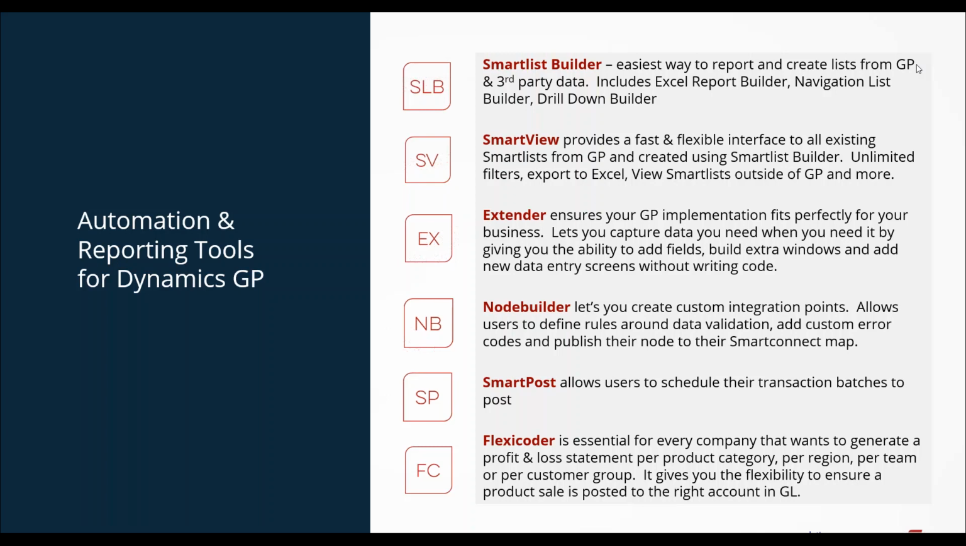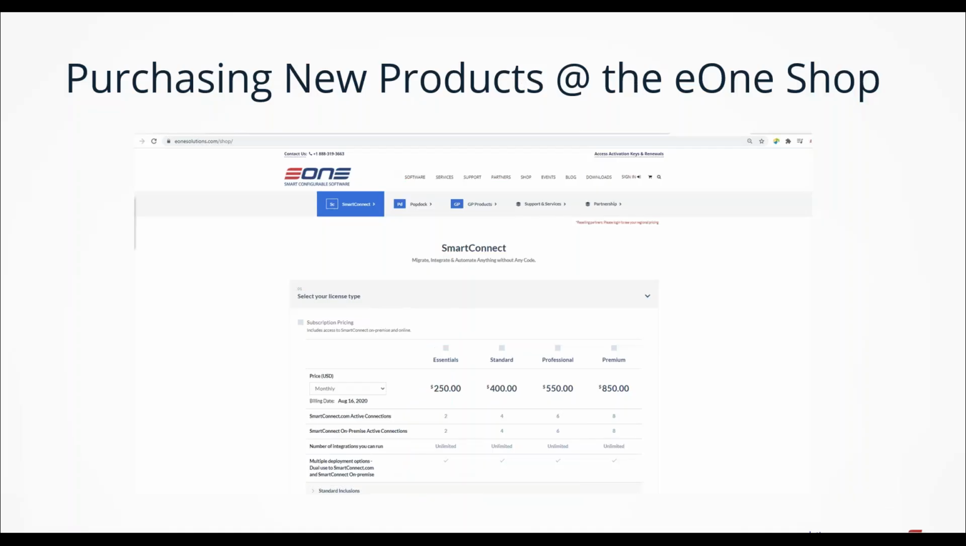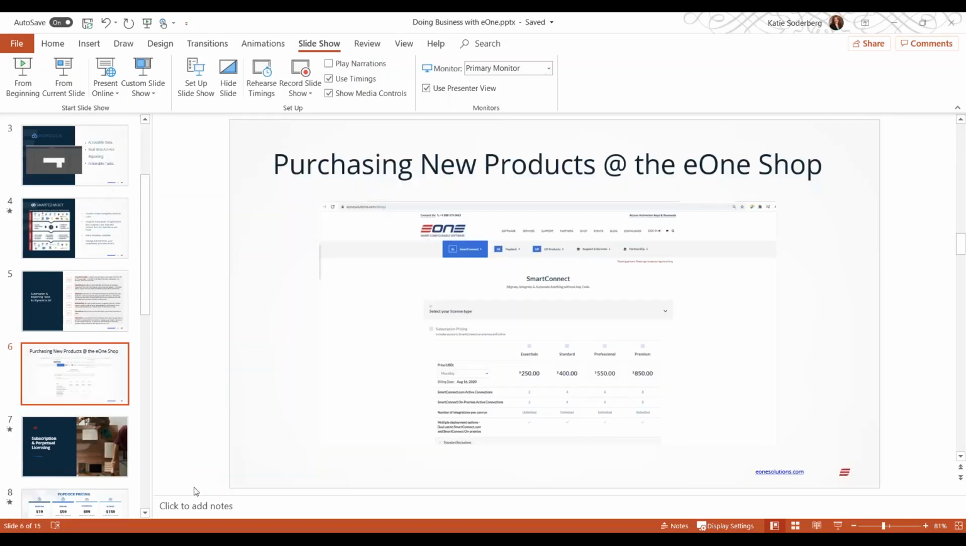So that's what eOne offers. We deliver tools that let you automate, let you integrate, let you report. And so when you're doing business with us, we give you some options in how to purchase them. And you do that on our website. We try to make this part really, really easy. So at this point, I'm going to exit my PowerPoint here. I want to actually show you what it looks like to do business with us.